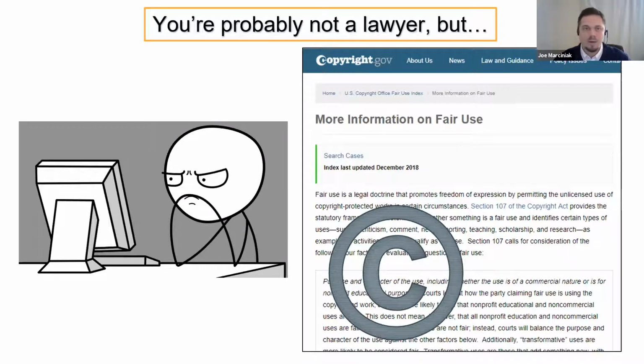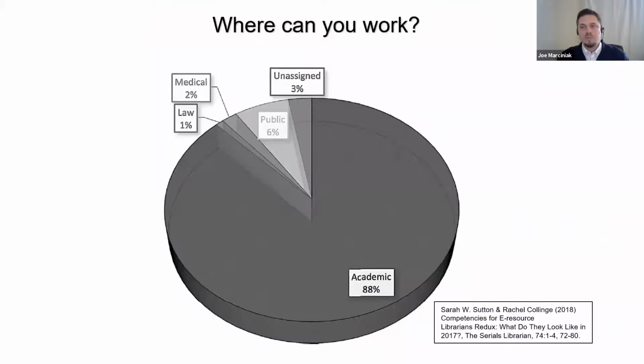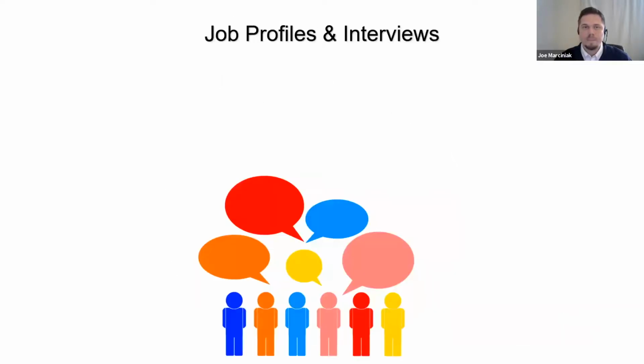So if you do want to work as an e-resources librarian, this is from 2018, you're looking mostly at academic institutions, which is why I spend a lot of time talking about looking at the org chart, looking at the workflow of the institution, so you can determine where you have the best chance of seeing these positions advertised and working.